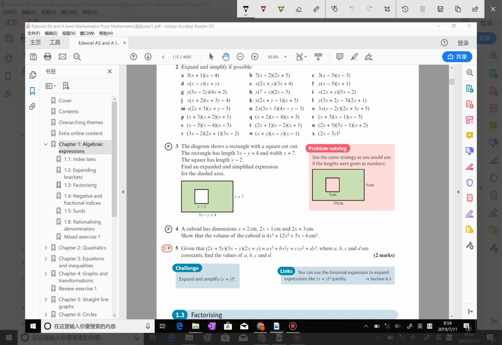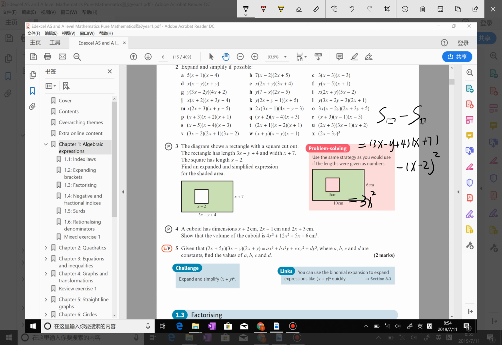Alright, so how do we calculate the shaded area? We can use the rectangle area minus the square area, right? So we have (3x minus y plus 4) times (x plus 7) minus (x minus 2) squared, right? So for the rest of the work, you need to just expand the brackets. So I'm going to expand.